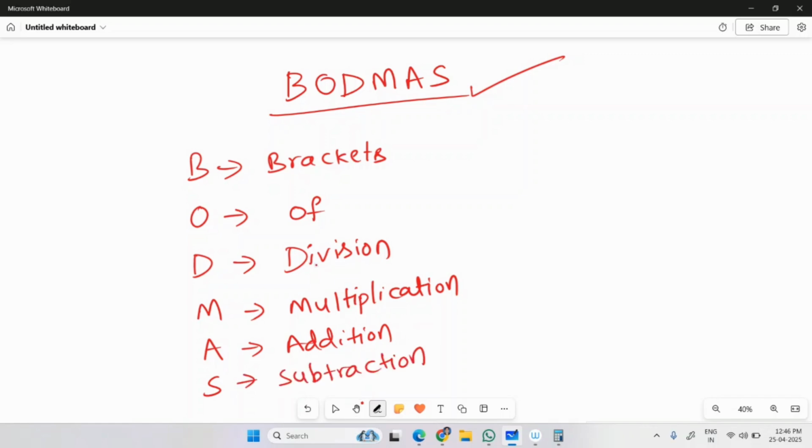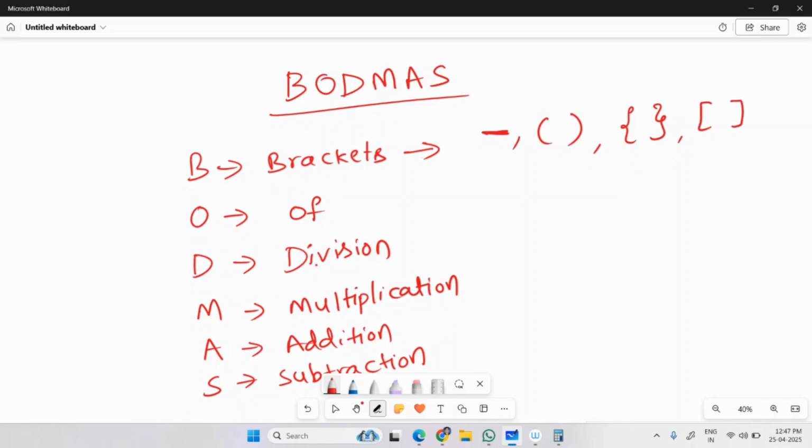To perform simplifications on any numerical expression, we follow this order. First priority is for brackets, second priority is for of, third is division, fourth is multiplication, fifth is addition, the last is subtraction. We have four types of brackets. One is the vinculum, or bar. The second is parenthesis, or round brackets. The third is curly brackets. The fourth is square brackets.